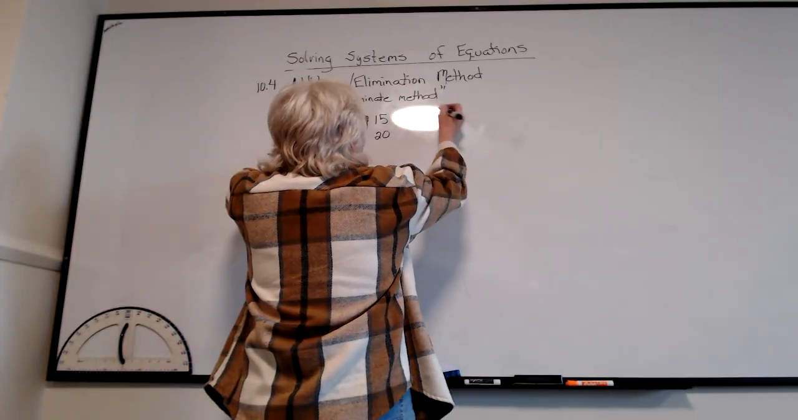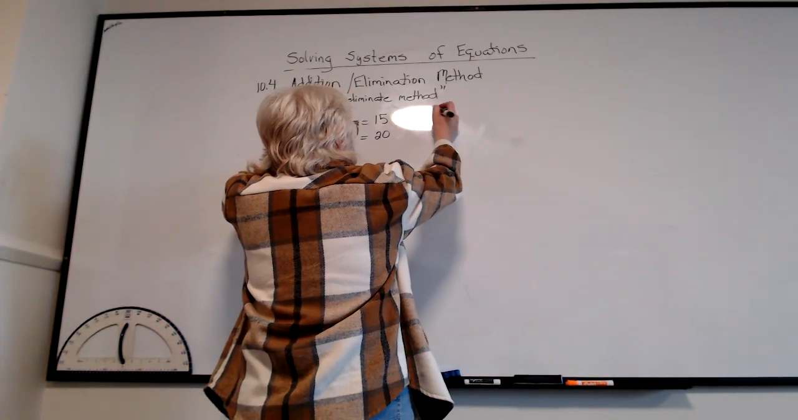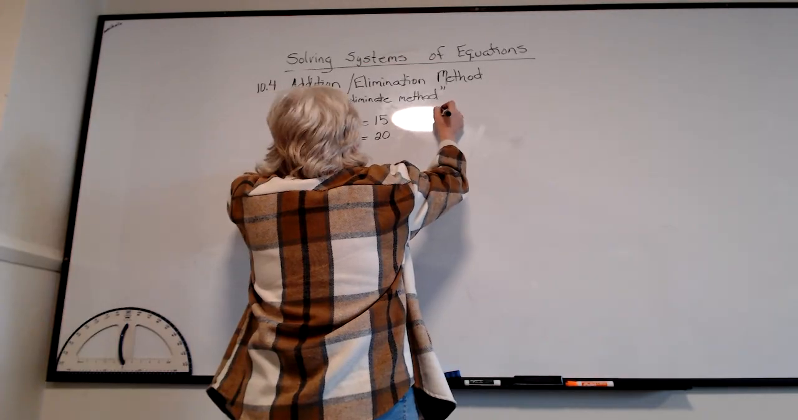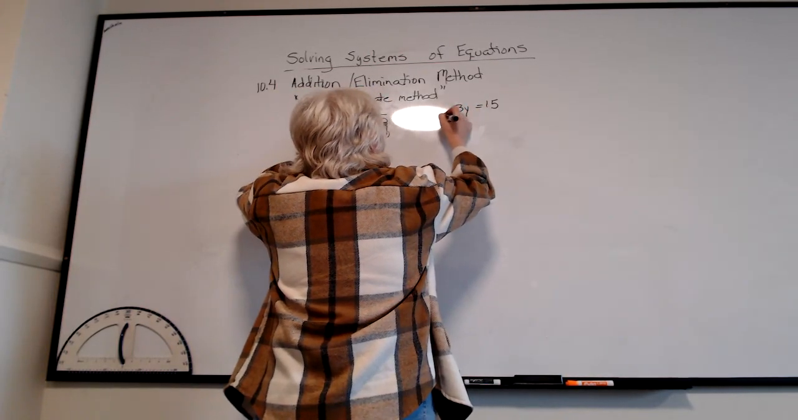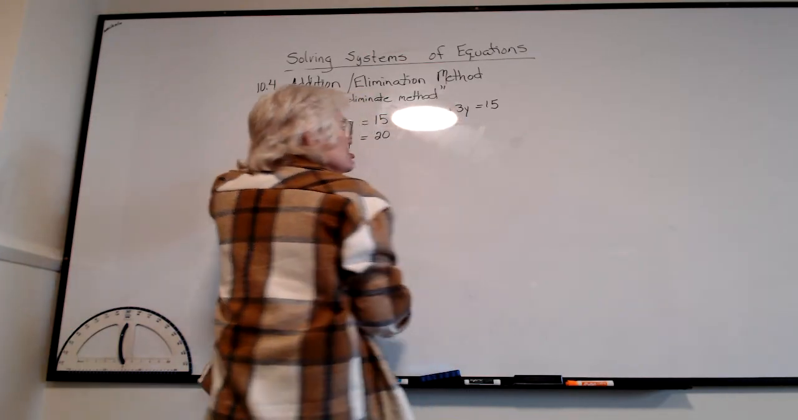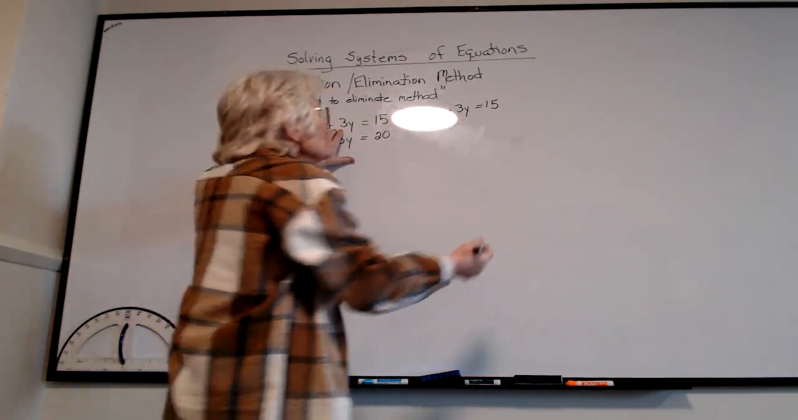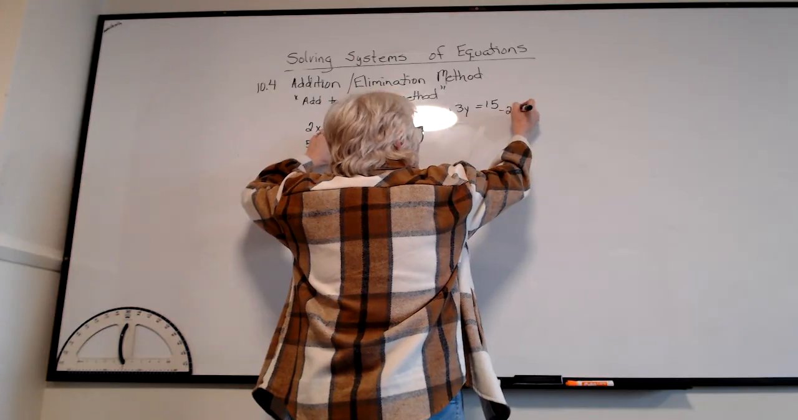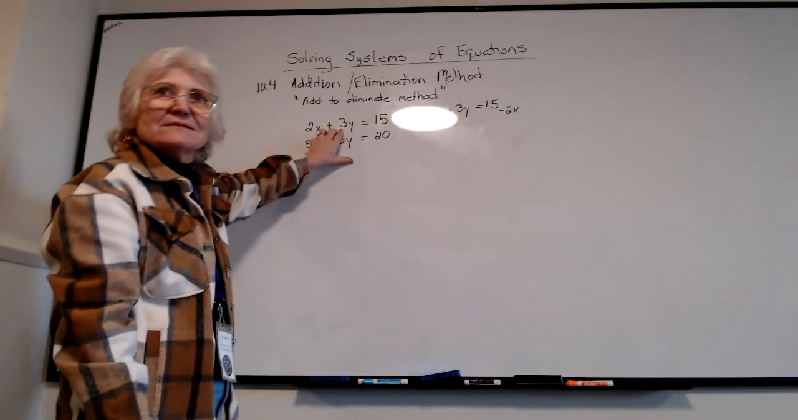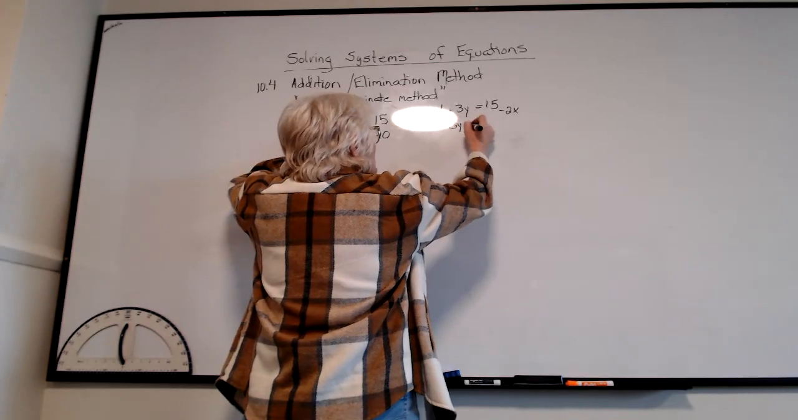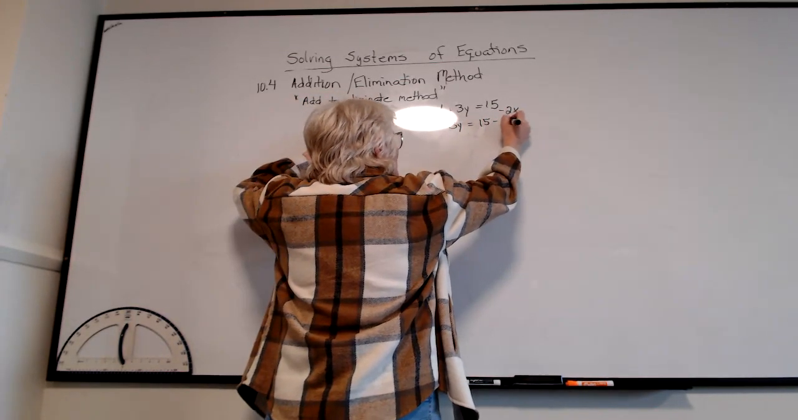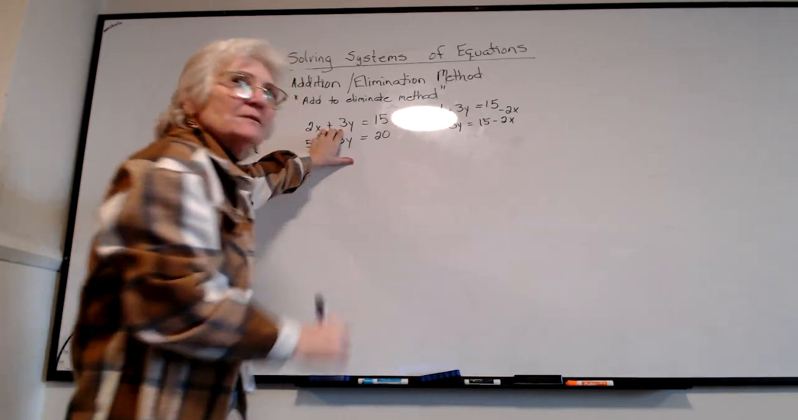So what I could do, I want to get y equals, right? So I have 2x plus 3y equals 15. I'm going to minus the 2x here because I want y by itself. So then I've got 3y equals 15 minus 2x. Does everybody agree with that?